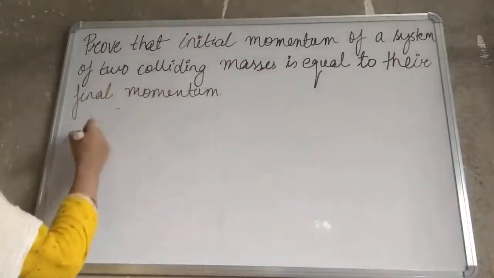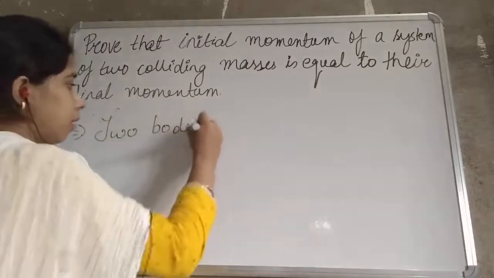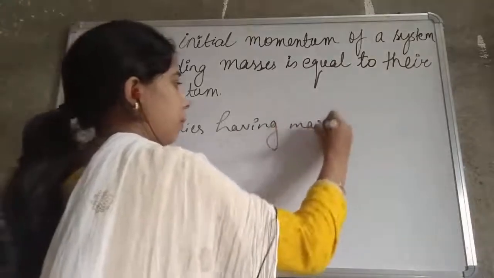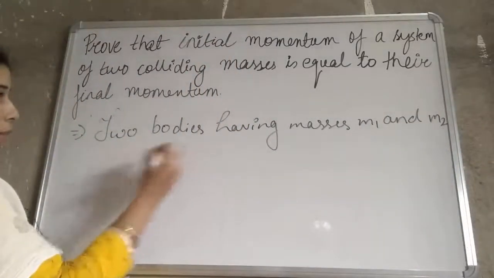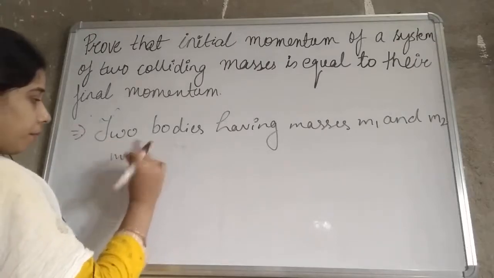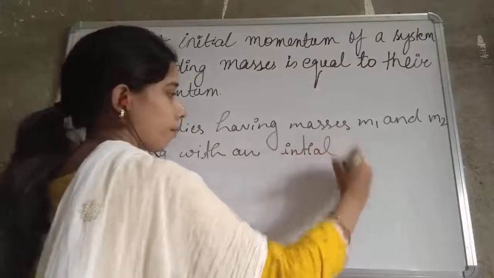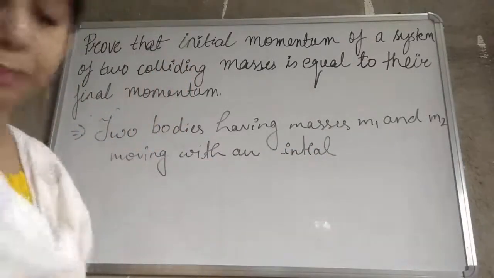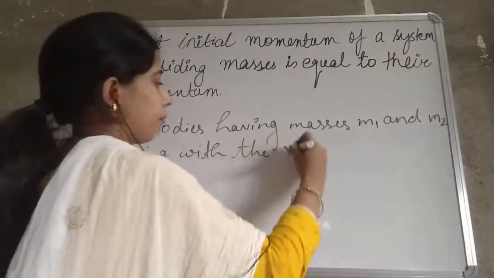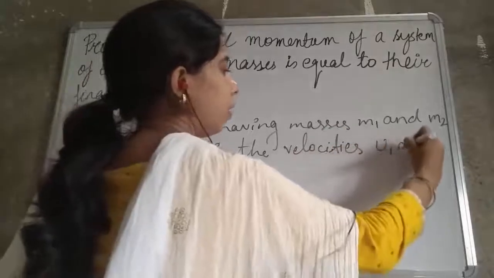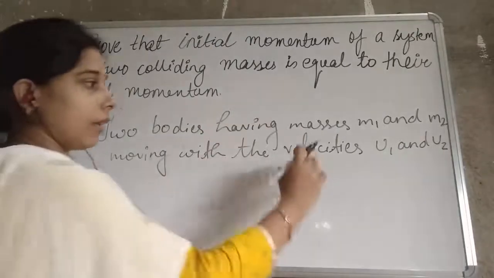Now suppose there are two bodies having masses m1 and m2, and they are moving with the velocities u1 and u2. So the masses of the objects are m1 and m2 and they are moving with the initial velocities u1 and u2.